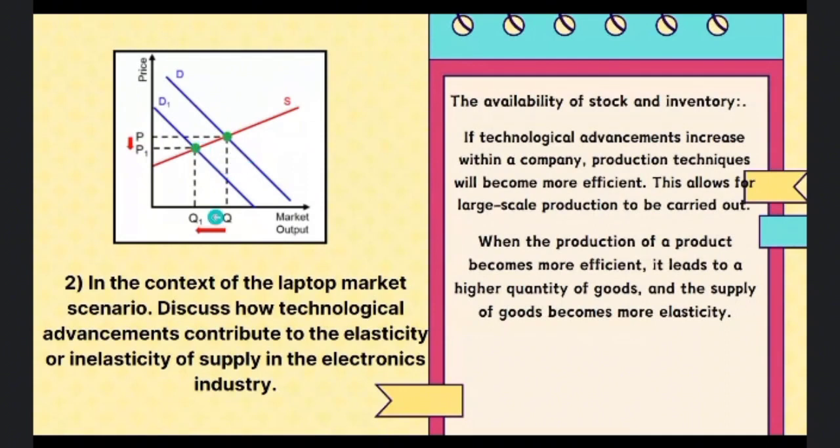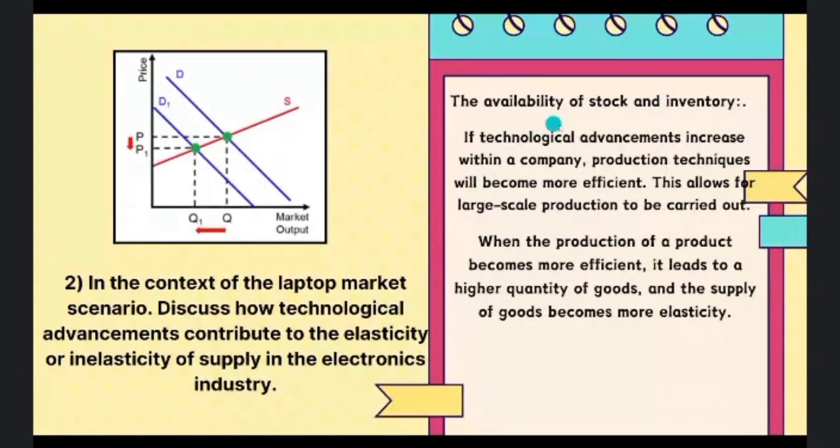Let's see question 2. In the context of the laptop market scenario, discuss how technological advancement contributes to the elasticity or inelasticity of supply in the electronics industry. To answer the question, the key factor is the availability of stock and inventory.